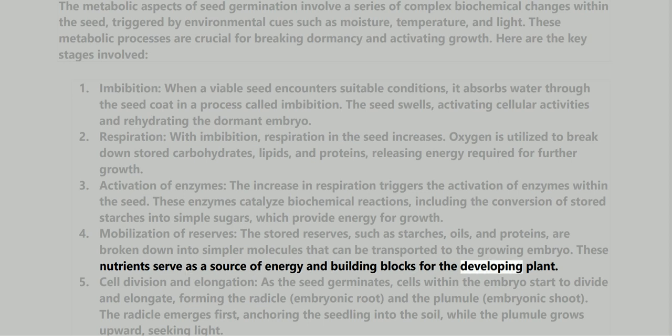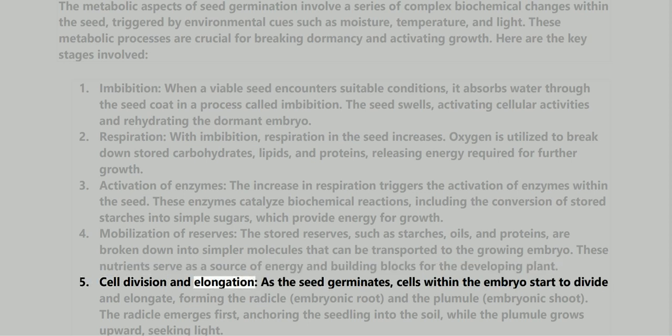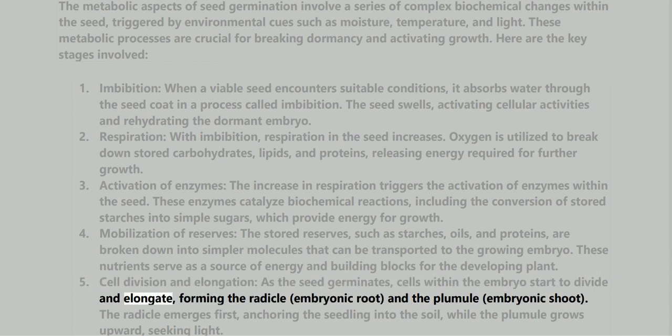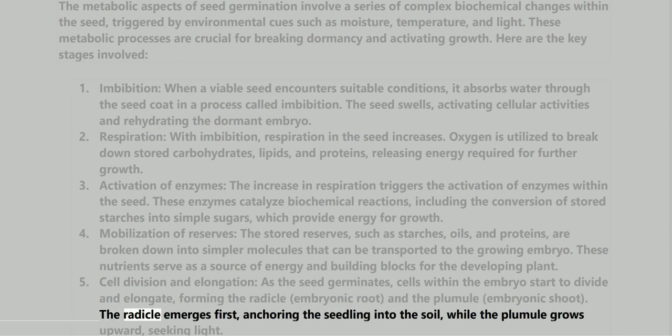5. Cell division and elongation. As the seed germinates, cells within the embryo start to divide and elongate, forming the radicle, the embryonic root, and the plumule, the embryonic shoot. The radicle emerges first, anchoring the seedling into the soil, while the plumule grows upward, seeking light.